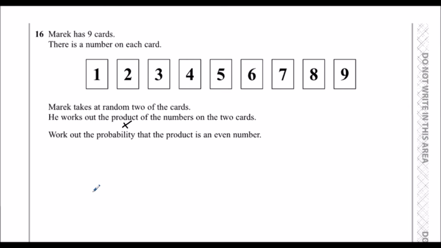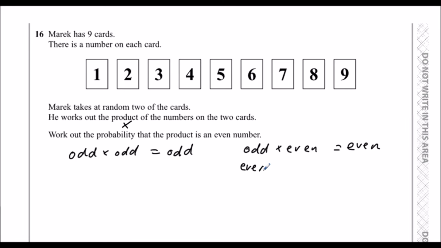So how can we get an even number? By multiplying 2 cards together. Well, odd times odd is odd. An odd number times an odd number gives an odd answer. But anything else, an odd times an even is even. An even times an odd is the same. And an even times an even is even.